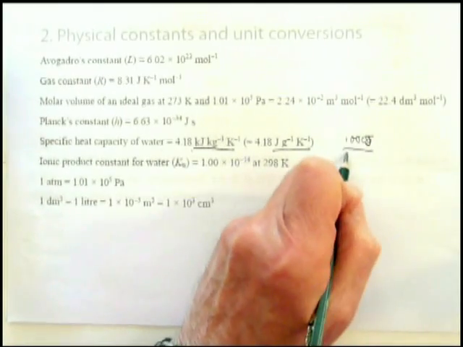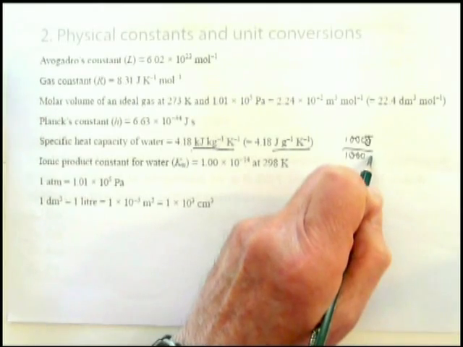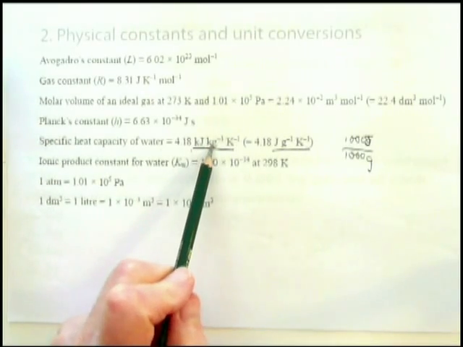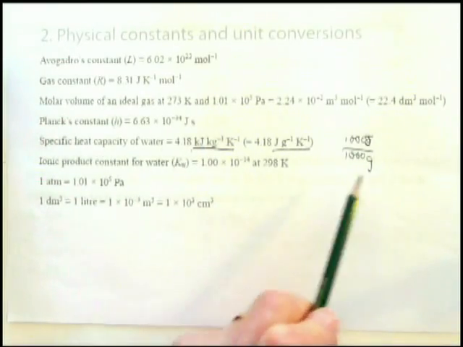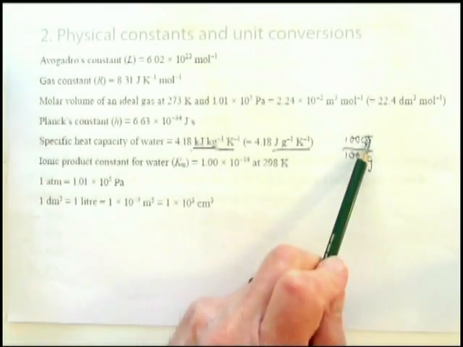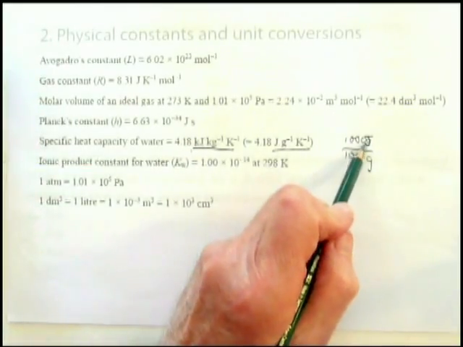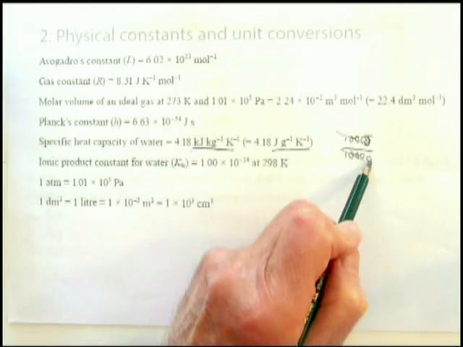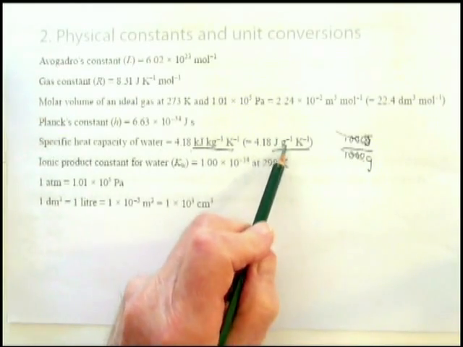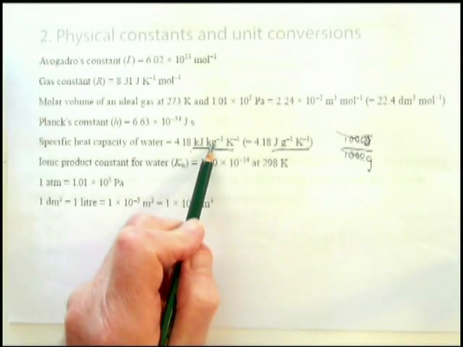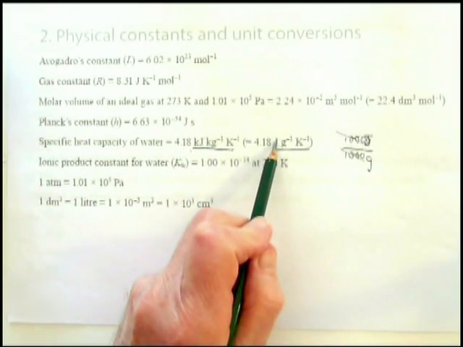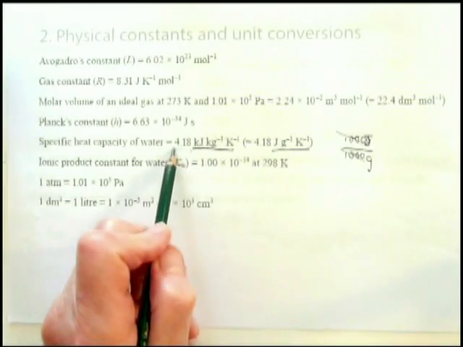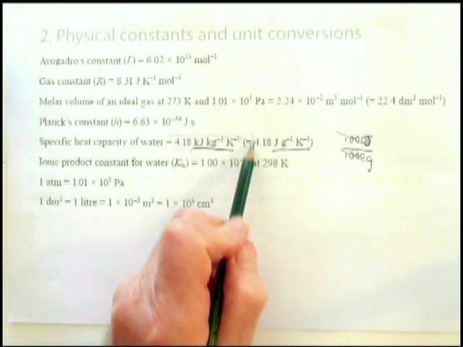J over 1,000 g. So when you're looking at kilograms, that's 1,000 g. When you're looking at kilojoules, that's 1,000 J. And so if you cross those out, you get J over g, which is this, J over g. Kilojoules over kilograms is the same as joules over grams. So those 2 units are the same.